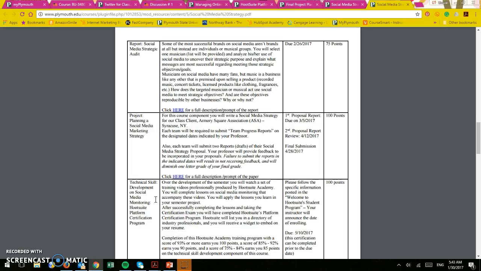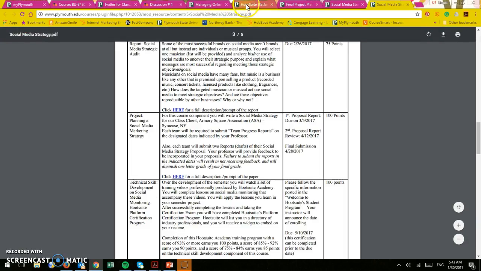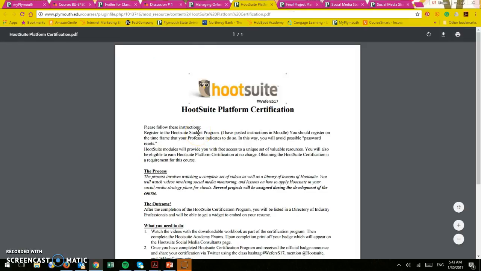Then we have a technical skill, which is one of the benefits of this class: it's going to allow you to become Hootsuite certified. So this is going to be an online service that we're going to use for the class. The certification for this platform costs $99, but because I have enrolled you on this, it's going to be totally free for you. And earning the certification is going to be a great addition to your resume, and it just makes you more employable whenever you get to the workforce. So this is something important, and we're going to work on it together throughout the development of the semester.